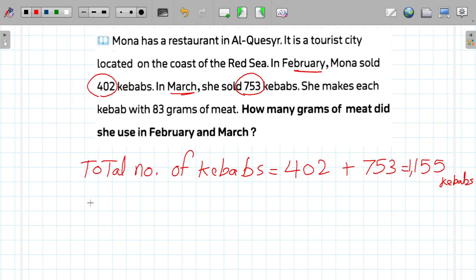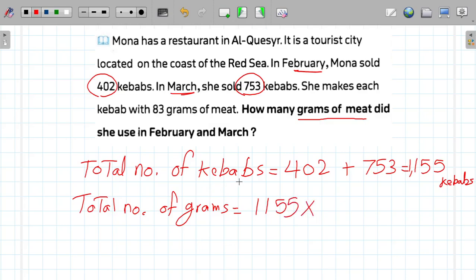So next, I wanted to find the number of grams of meat. So I will say I want the total number of grams. Okay, so I will multiply the total number of kebabs, which is 1,155, by the number of grams in each kebab. So I will say it's 83. So let's try the algorithm of multiplication. So I have 1,155 by 83.